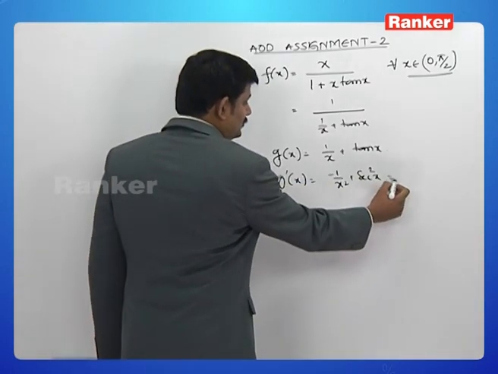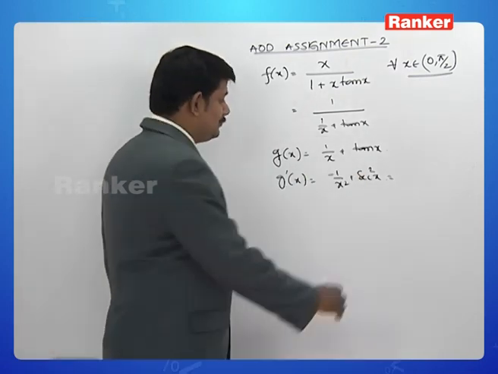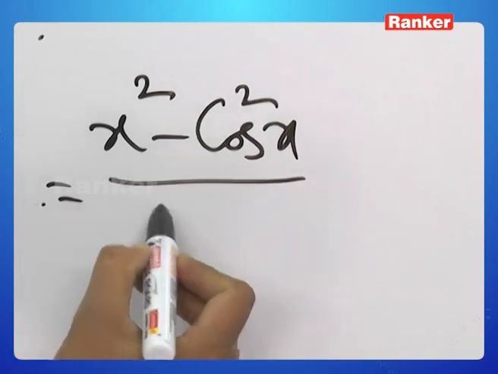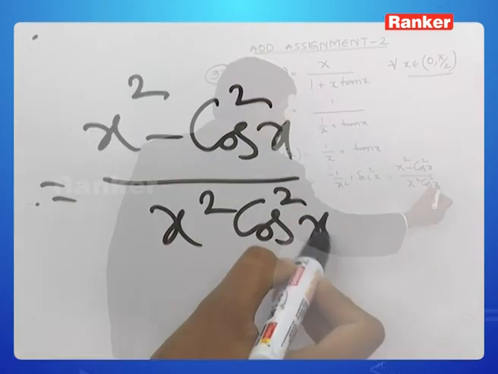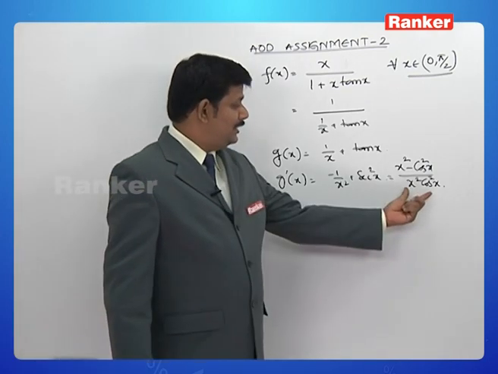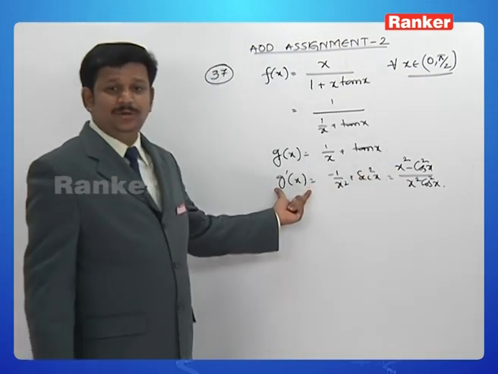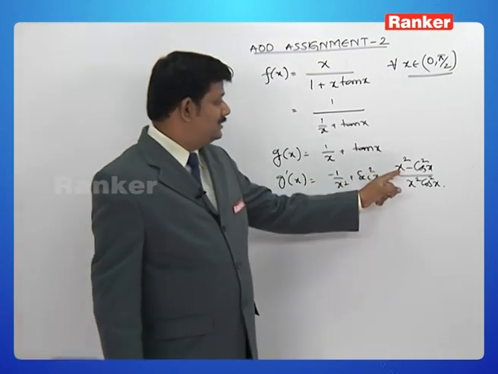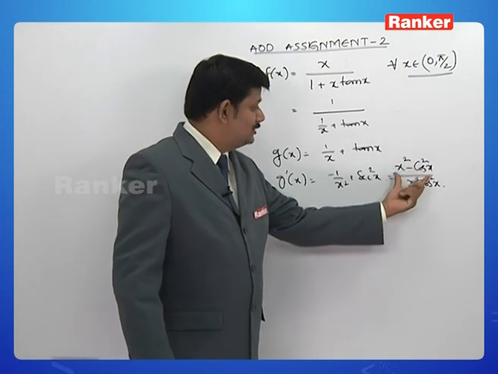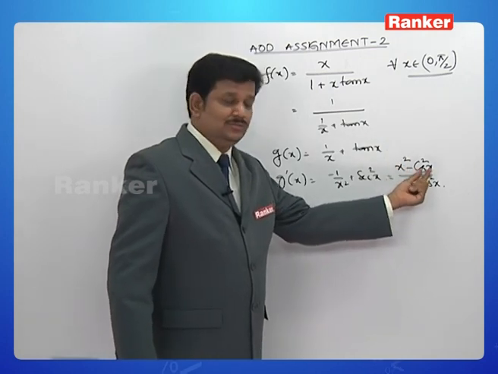which can be written as, this is 1 by cos square x, take LCM, x square minus cos square x divided by x square cos square x. Now, let us see if g dash x is entirely positive or entirely negative. At 0, numerator is minus 1. So, this is a negative number, and at pi by 2, pi square by 4 minus 0, it is a positive number.